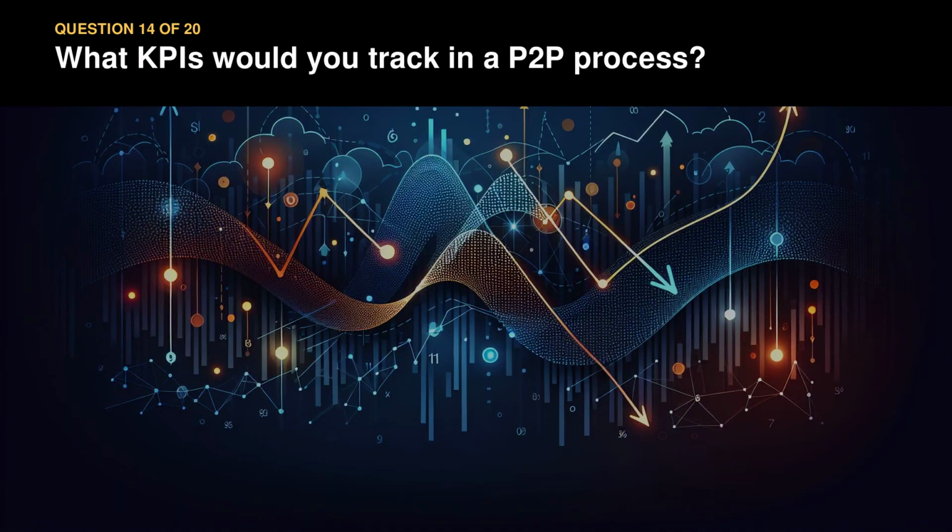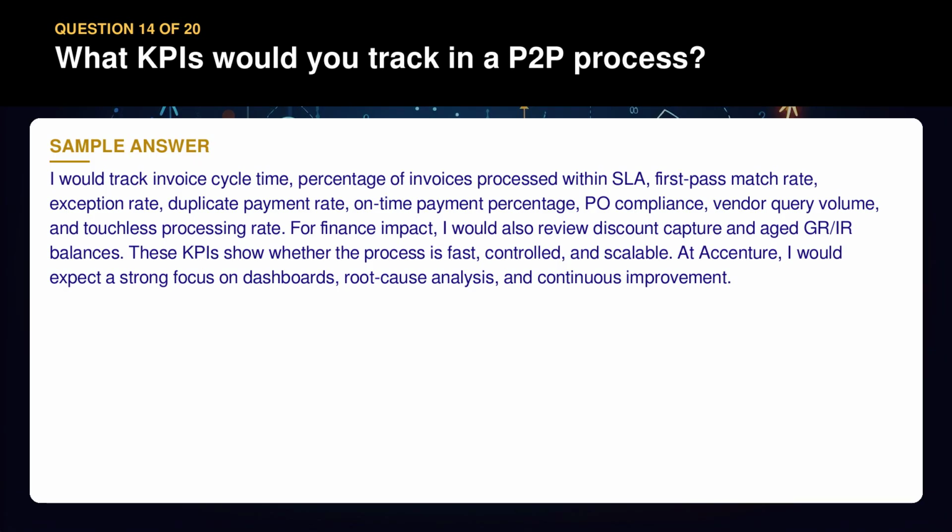Question 14. What KPIs would you track in a P2P process? I would track invoice cycle time, percentage of invoices processed within SLA, first pass match rate, exception rate, duplicate payment rate, on-time payment percentage, PO compliance, vendor query volume, and touchless processing rate. For finance impact, I would also review discount capture and aged GR/IR balances.